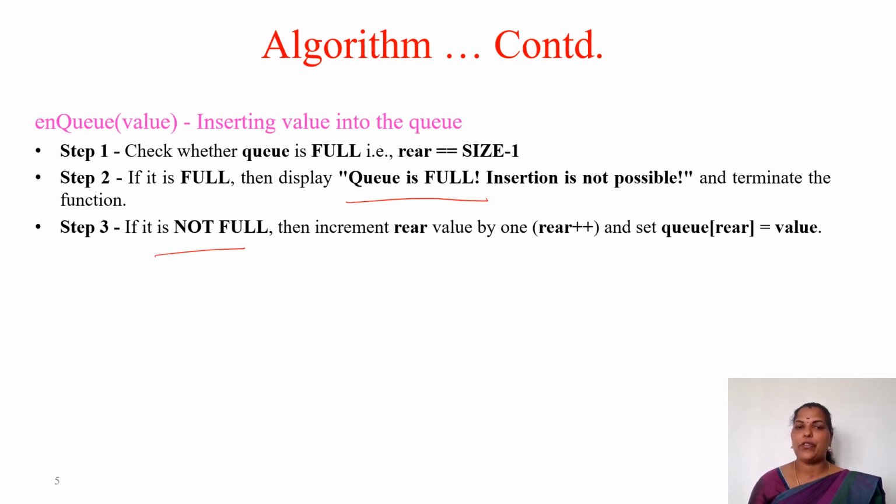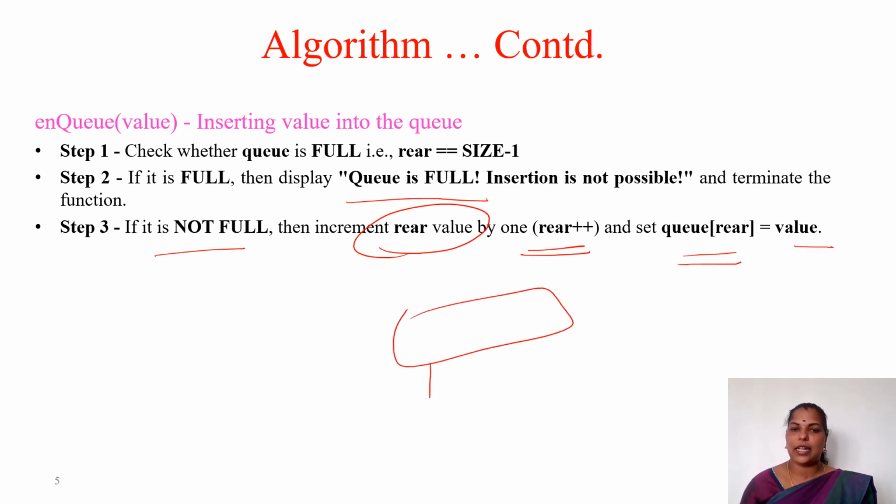If it is not full, then we have to increment the rear value. For insertion, we always increment the rear value because insertion happens at the rear end. So we increment the rear value by 1, that is rear plus plus, and assign the value to queue of rear. After incrementing, the index is at 0 position. So we increment and insert the value in the queue.